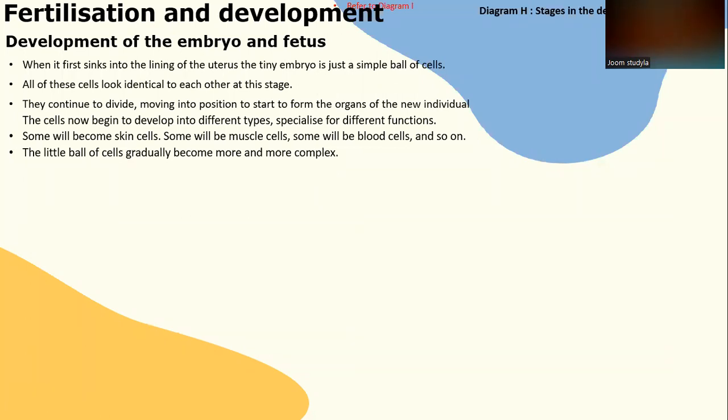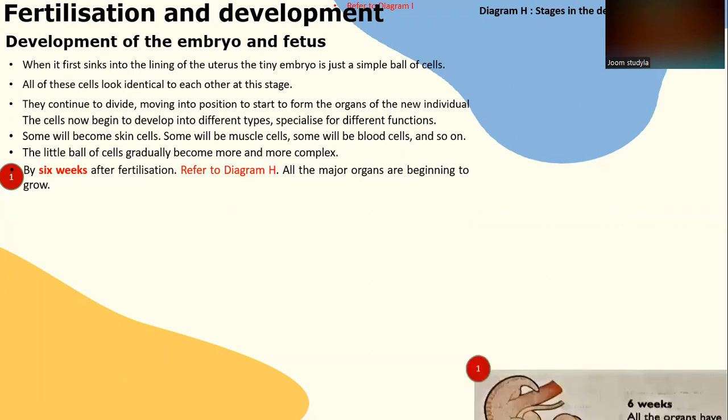So the cells now begin to develop into different types, specialized for different functions. Some will become skin cells, some will be muscle cells, some will be blood cells, and so on. The little ball of cells gradually becomes more and more complex. By 6 weeks after fertilization, refer to diagram page, all the major organs are beginning to grow.